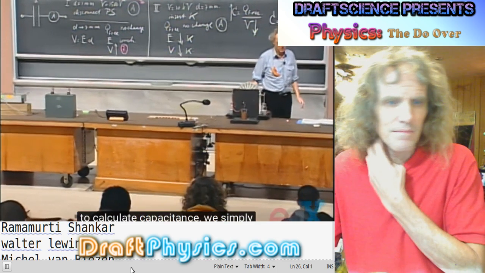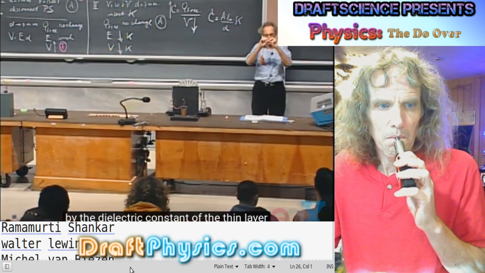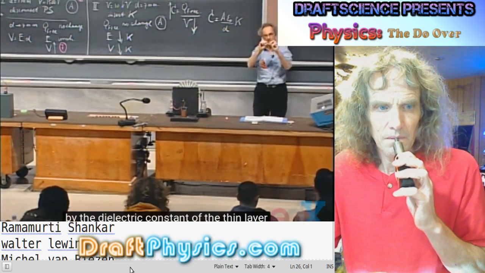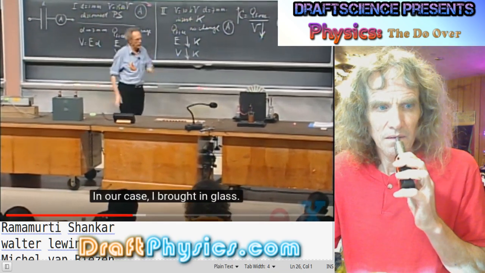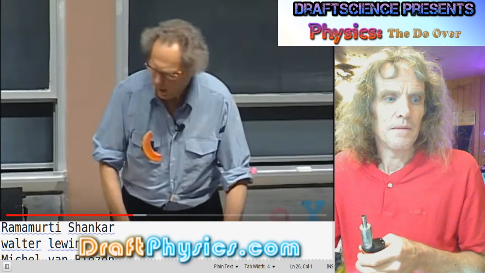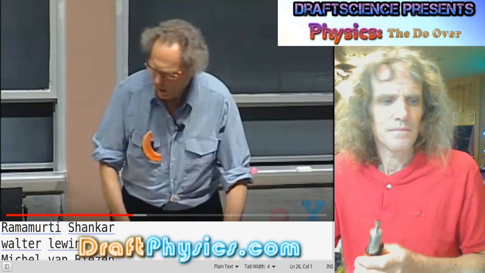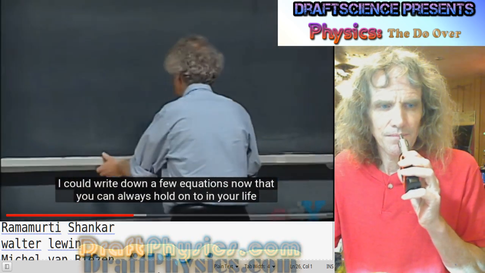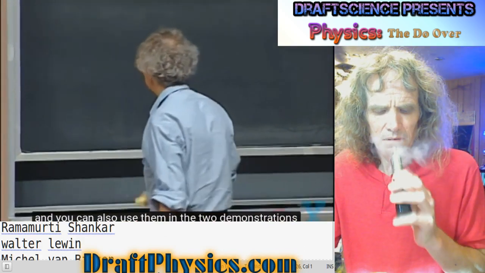To calculate capacitance, we simply have to multiply now by the dielectric constant of the thin layer that separates the two conductors. It's the layer that has thickness D that is in between the two plates. In our case, I brought in glass. But that D doesn't represent that small number. I could write down a few equations now that you can always hold on to in your life, and you can also use them in the two demonstrations that follow.